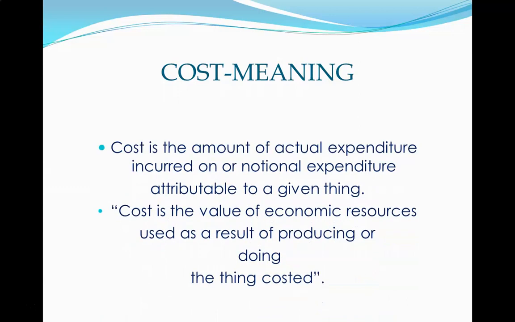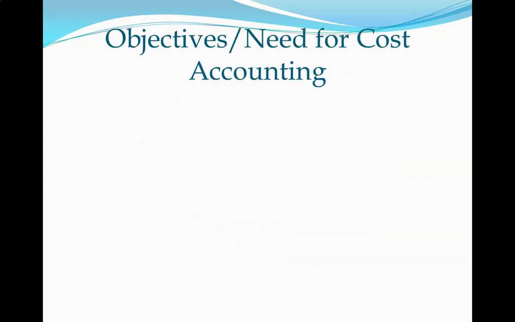So cost is the amount of actual expenditure incurred on, or notional expenditure attributable to, a given thing. In other words, cost is the value of economic resources used as a result of producing or doing the thing costed. The next concept is the objectives or need for cost accounting.